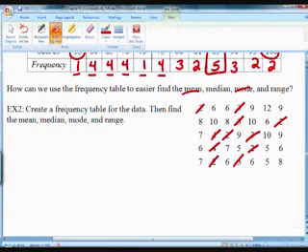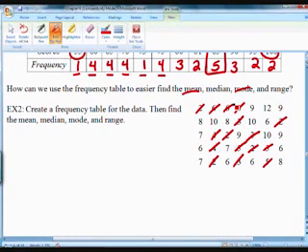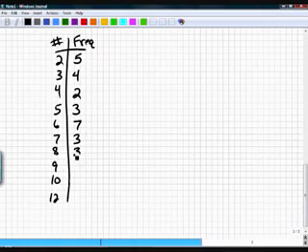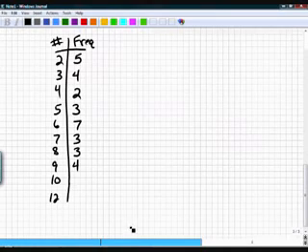Good. 5s. 2, 3. Okay. 6s. 1, 2. 6, 7 6s. 7s. 1, 2, 3. Is that all of them? 8s. 1, 2, 3. Thank you. 9s. 1, 2, 3, 4. And then 3 10s and 1 12.